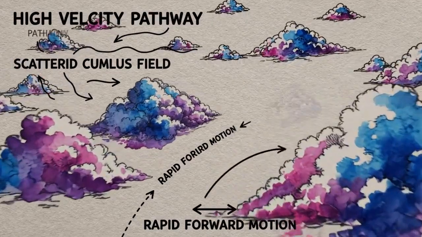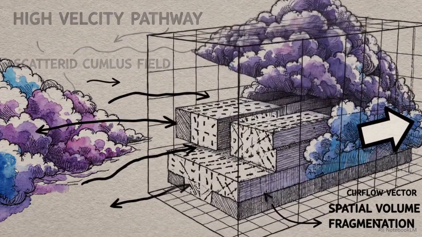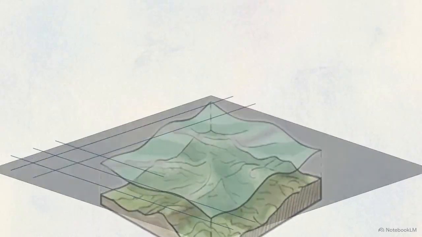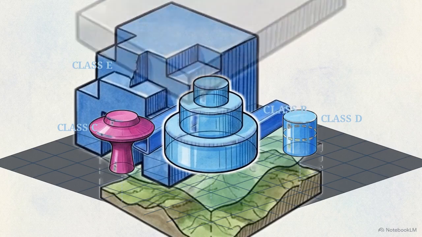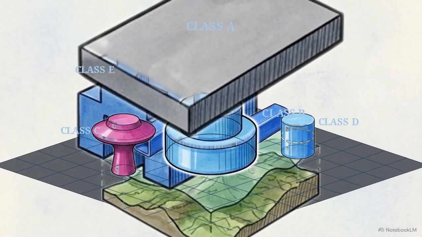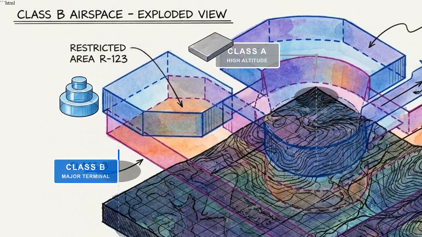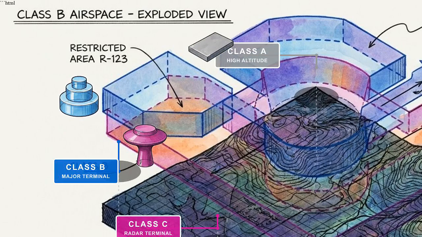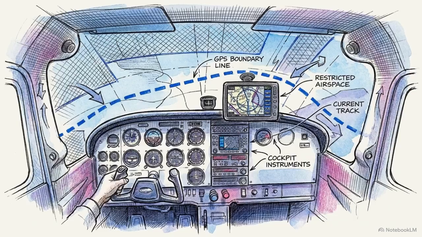Look up, and the sky appears to be an empty, boundless void. But that is a visual illusion. The air above the United States is actually a meticulously engineered, invisible, three-dimensional matrix. The Federal Aviation Administration divides this volume of sky into 6 active regulatory classes, designated A, B, C, D, E, and G. Your spatial location within these invisible boundaries instantly dictates your operational reality.